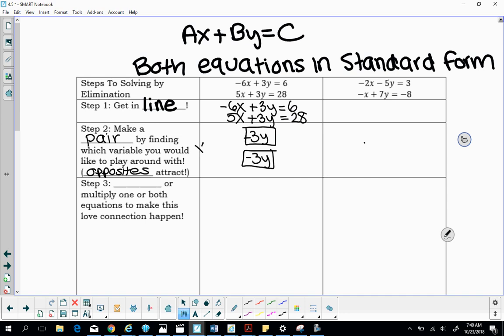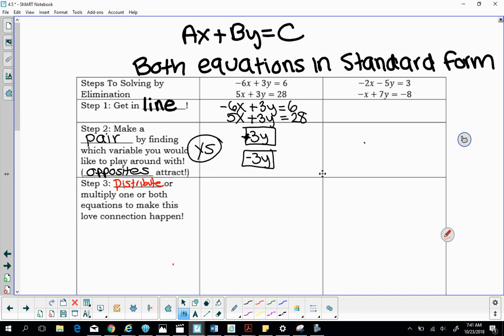And so I'm going to be playing around with the y's to get the coefficients to be the same number, different sign. Sometimes you may want to play around with the x's, sometimes you may want to play around with the y's. It's whichever one is easier. And opposites attract: same number, different sign. One's a plus, one's a minus. The next step is multiply or distribute one or both equations to make the love connection happen.